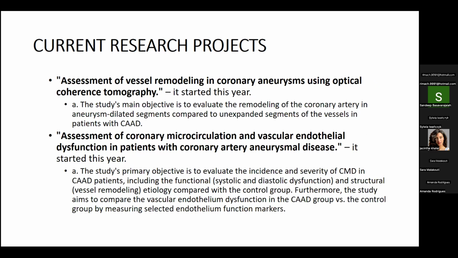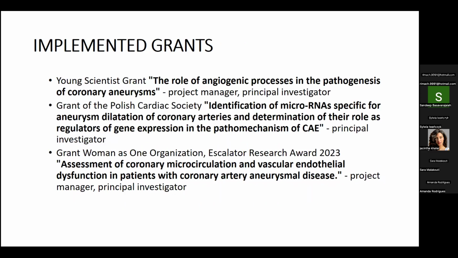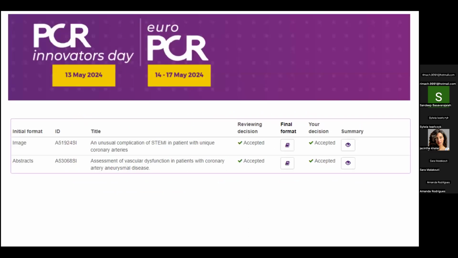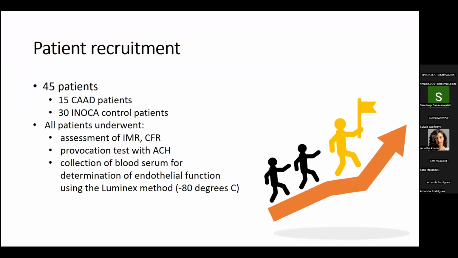And what I think is the most interesting for me is assessment of coronary microcirculation and vascular endothelial dysfunction in patients with coronary aneurysm. I got a grant from the Women As One organization. It was an Escalator Research Award 1 year ago. Now I sent an abstract to PCR, and it was accepted, about the assessment of vascular dysfunction in patients with coronary artery aneurysm.